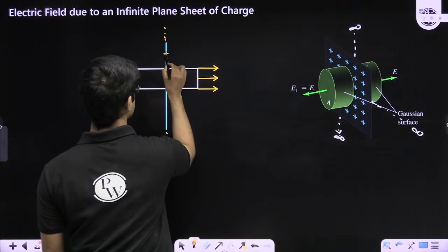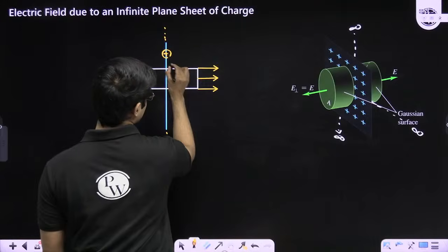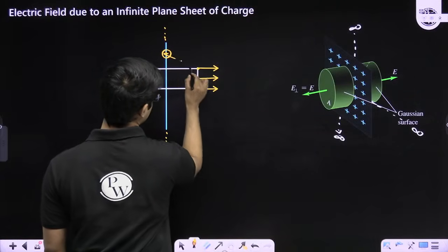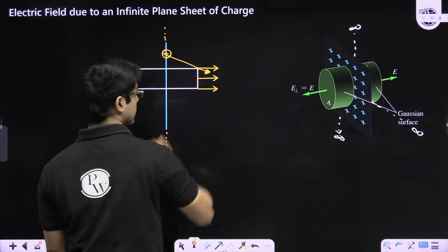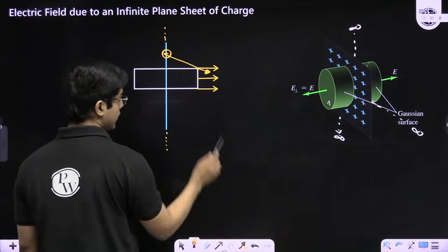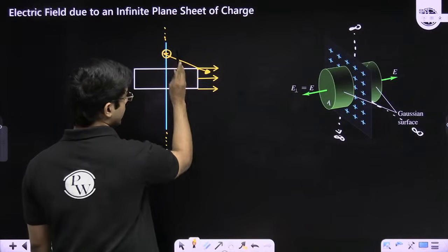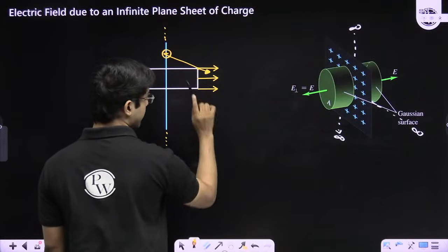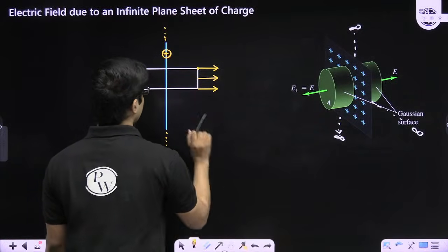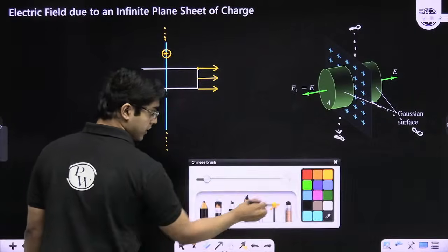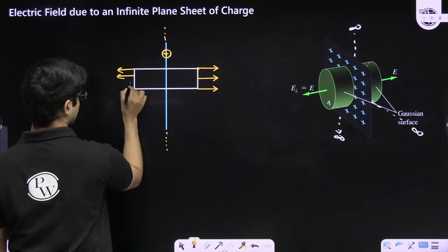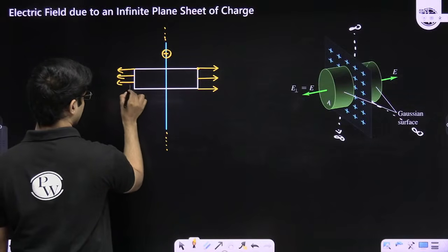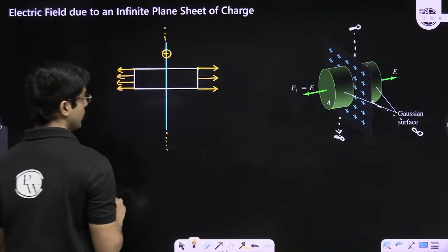Because you can just imagine a positive charge here, right? So at this location, the positive charge will repel in this direction. So as you can see, there is an x component to the electric field. So everywhere on the right side, the field will be along the right direction, and everywhere on the left side, the field will be along the left direction.